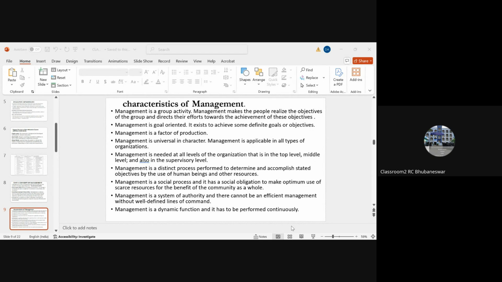5T, sir. Technology, Transparency, Time bound... Transformation. Teamwork, sir. Teamwork, very good. So an administrator must believe in all these 5Ts.